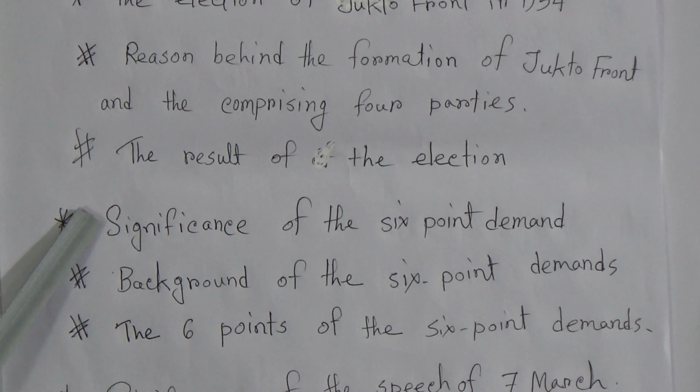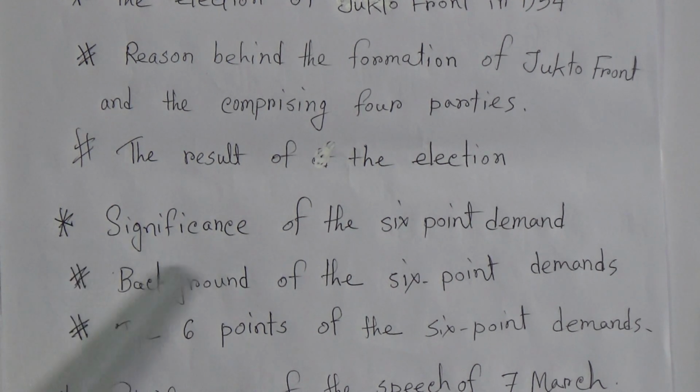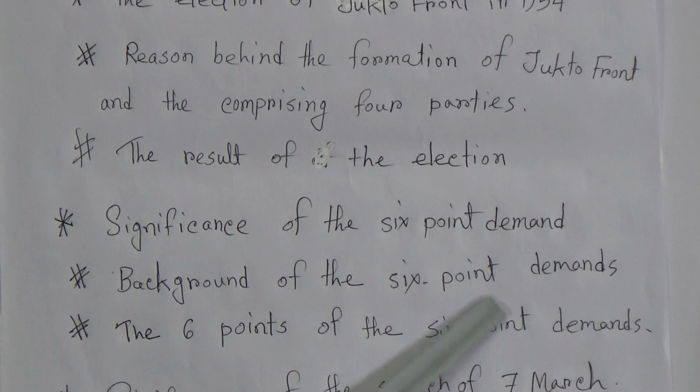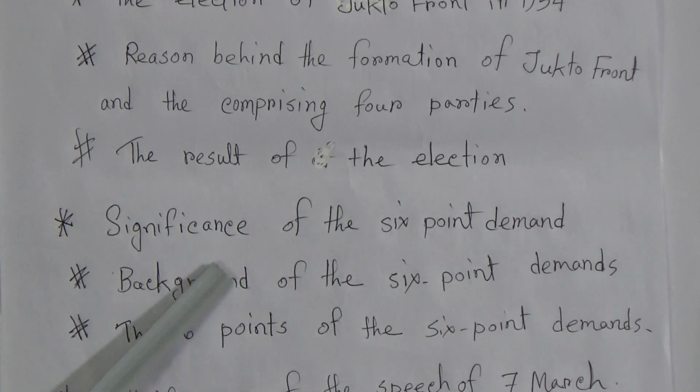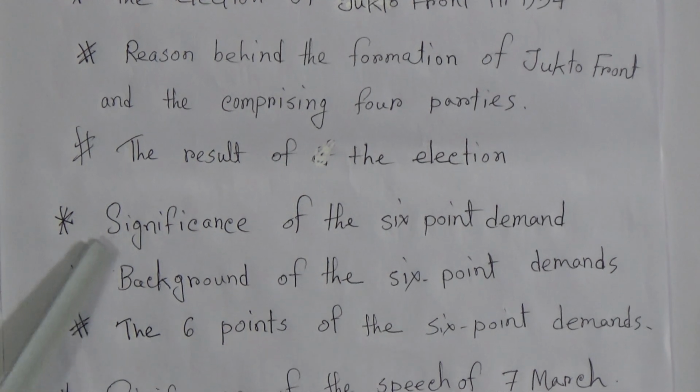Then in the next point you can write the significance of the 6-point demand. In the significance of the 6-point demand, you can write the background of the 6-point demands, why Bangabandhu came forward with the 6-point demands, and also you have to mention the 6-point demands. At least 4 points you have to mention. Okay, at least 4 points.